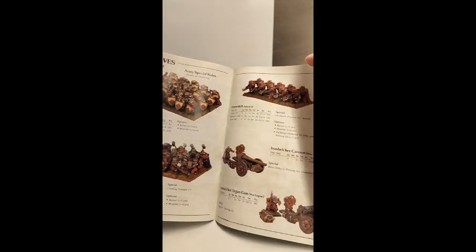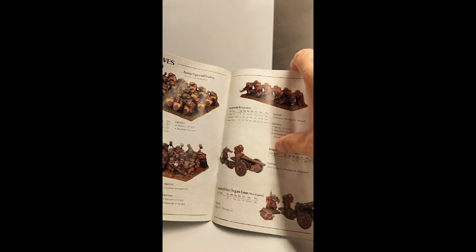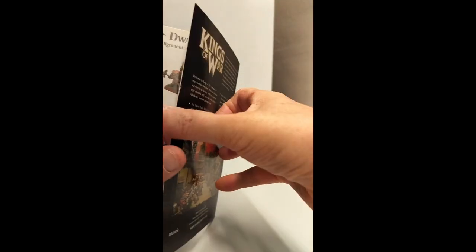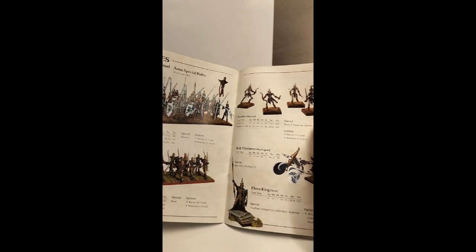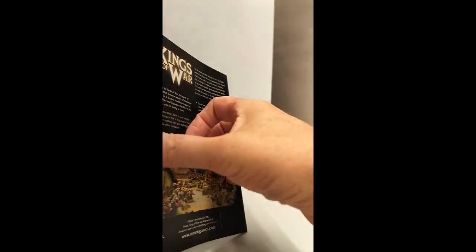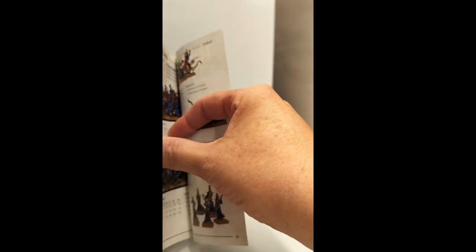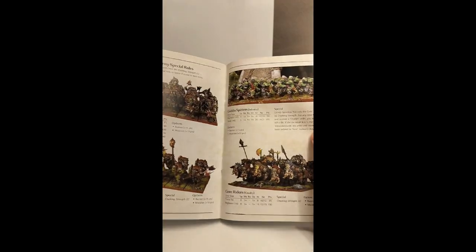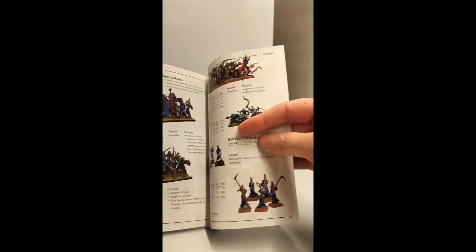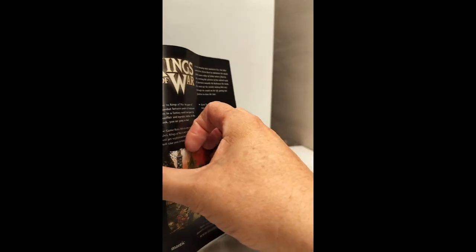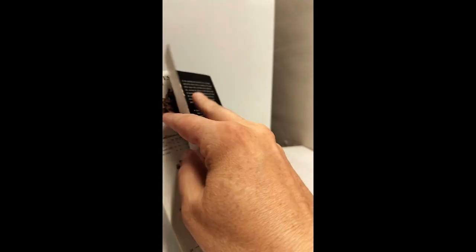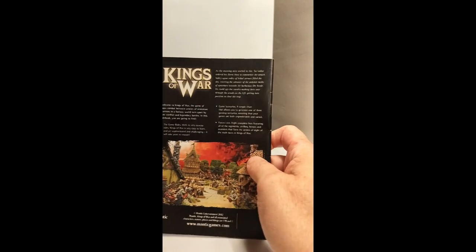And then we got some short army lists. Remember, that's the beginning of the game, so there weren't too many of them. You've got the dwarves, the elves, the orcs. This is the short rule version, of course, so you don't have all the anomalies in here.